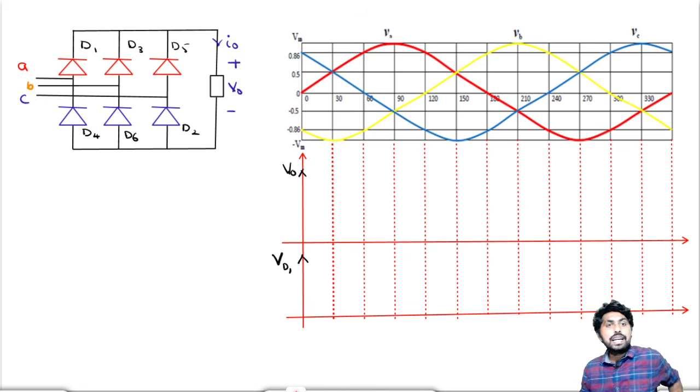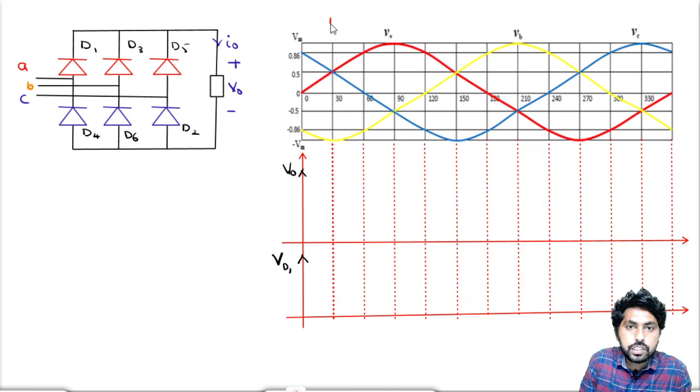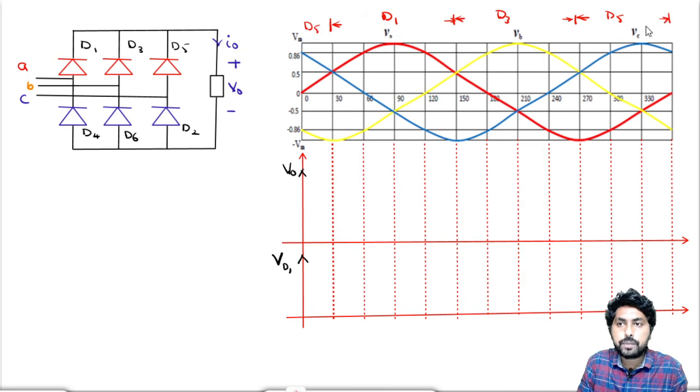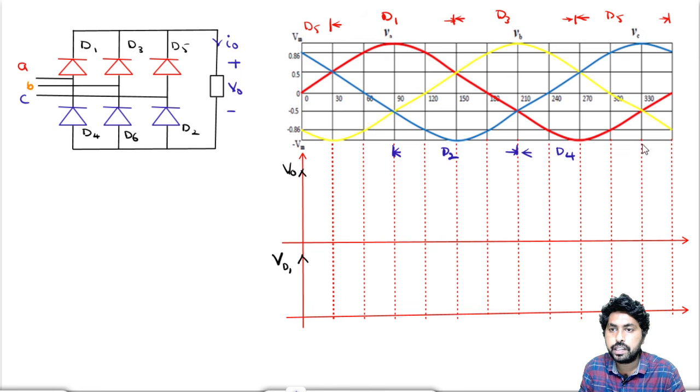As we have seen, D1, D3, D5 are the positive group of thyristors. Let me represent D1, D3, D5. D1 will conduct from here to here, D3 will conduct from here to here, and D5 will conduct from here to here. Similarly, let me represent D2 with the other color. D2 will conduct from here to here, D4 will conduct from here to here, and in this gap D6 will conduct.